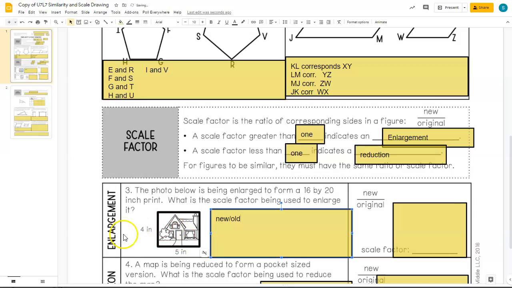Now our new short side is 16 divided by our old short side, which is 4. Our scale factor is, go ahead and do that division. What is the scale factor? Good, it's 4. Again, we want to check the long side because it's only similar if both scale factors are the same. So we take our new, which is 20, divided by our old, which is 5, and we still get 4. So our scale factor is 4.